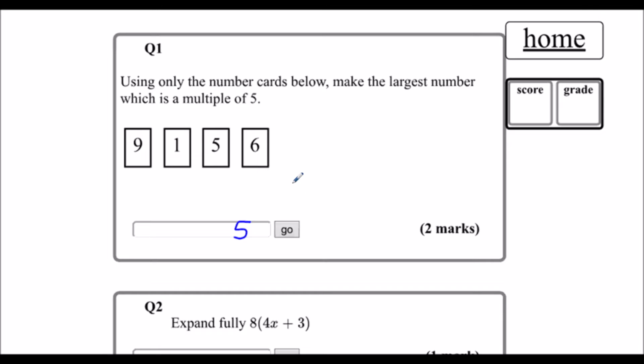So the highest possible number, we want the 9, our biggest number here, to be in the thousands. So 9 is going to be in the thousands. Then our next biggest number, so we've used the 5, we've used the 9, is going to be the 6. So we're going to have the 6 in the hundreds and the 1 in the tens. So that's the largest possible number that's in the 5 times table.